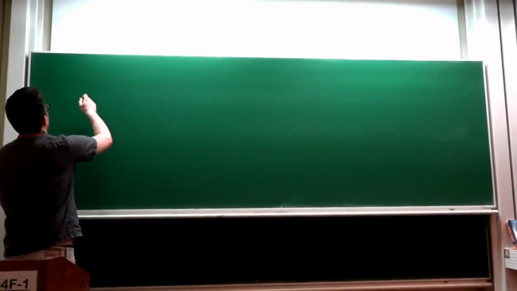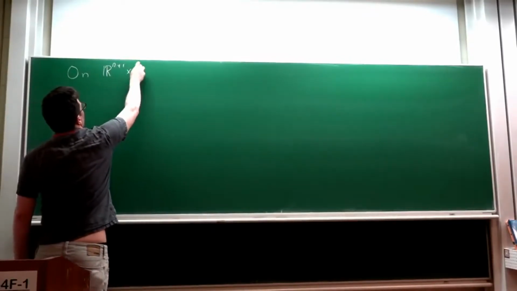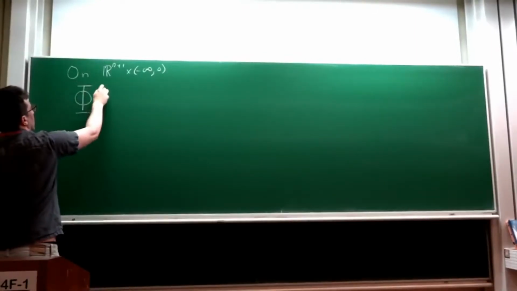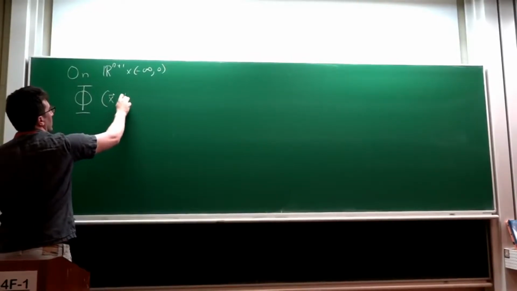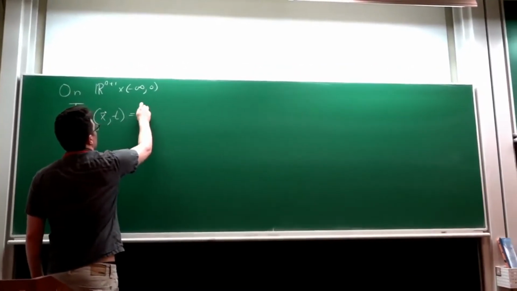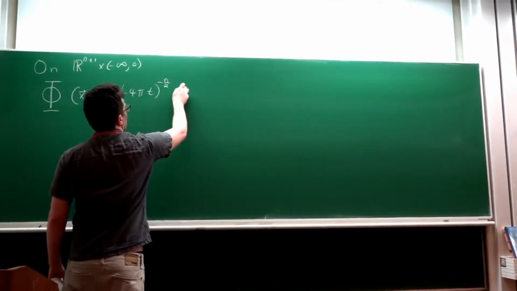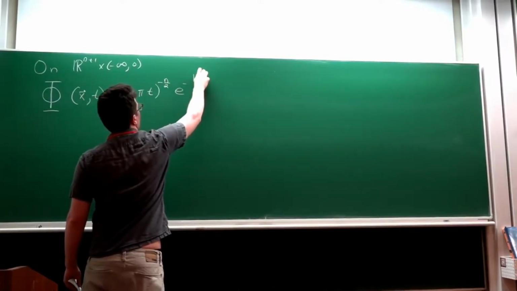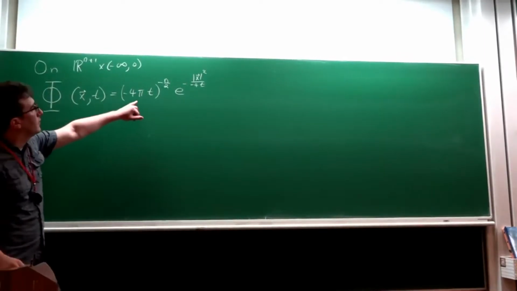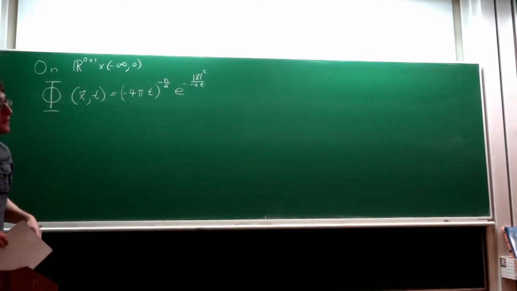Okay, so just a reminder. On R^n+1 cross negative time, we consider the function phi, which is a sort of modification of the backwards heat kernel. If this power here was n plus 1, this would be exactly the backwards heat kernel, but we're adapting the dimension to the dimension of our flow.